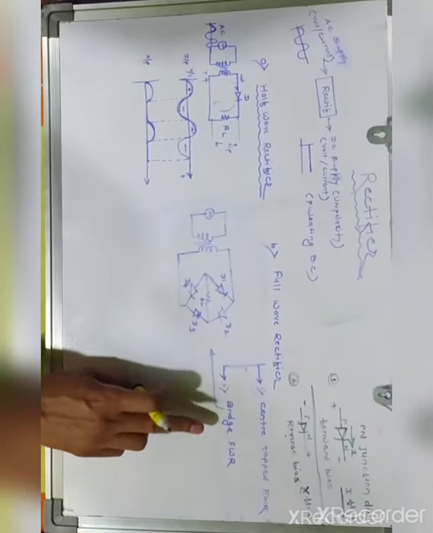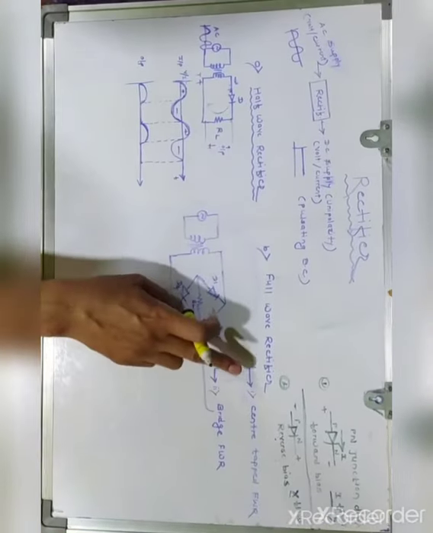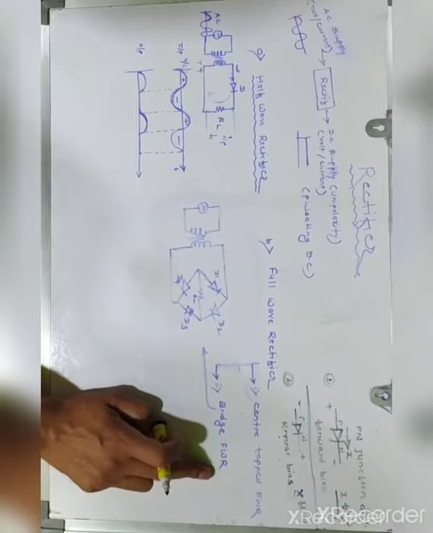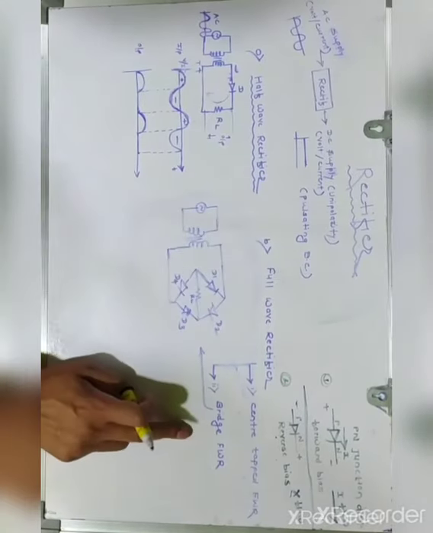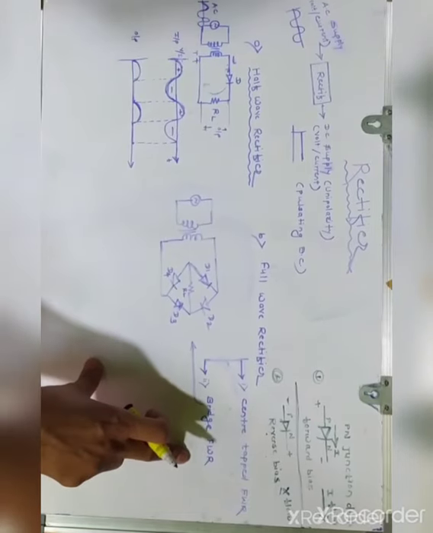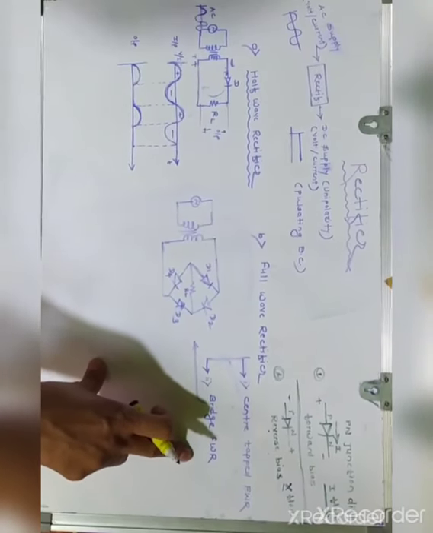I already explained the center tap. Now move on to the bridge full wave rectifier. It is the most widely used rectifier for supplying a large amount of DC supply.